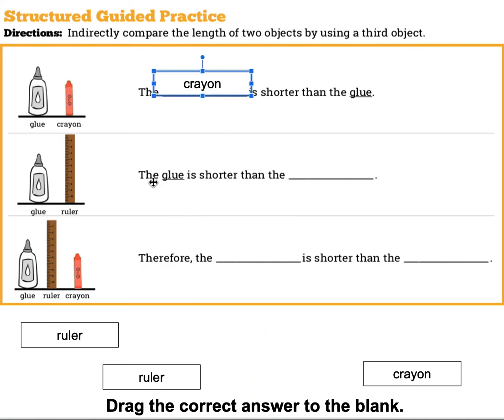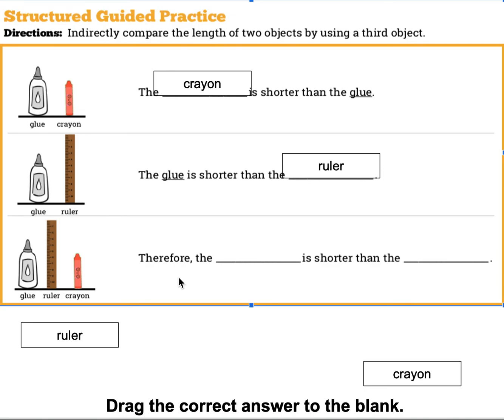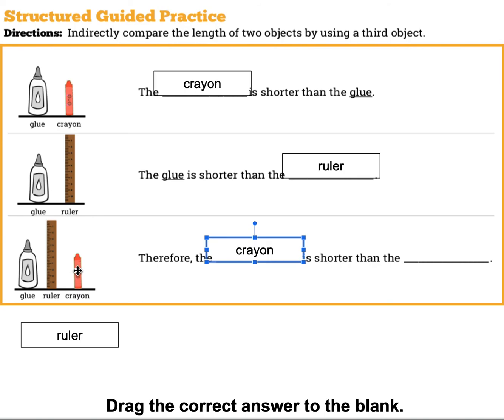Drag it over. Second sentence. The glue is shorter than the blank. What am I going to put here? Correct, the ruler. I'm going to drag it over. And lastly, therefore, the blank is shorter than the blank. What am I comparing first? What's our first object? The crayon. So the crayon is shorter than the what? The ruler, our third object.